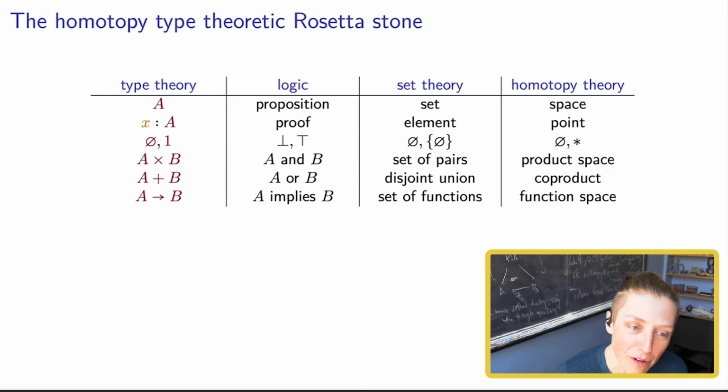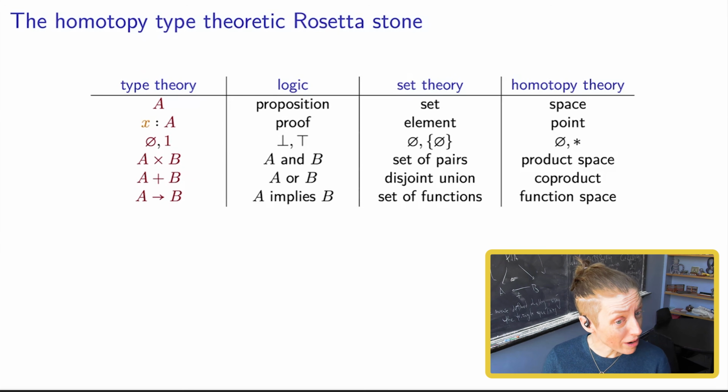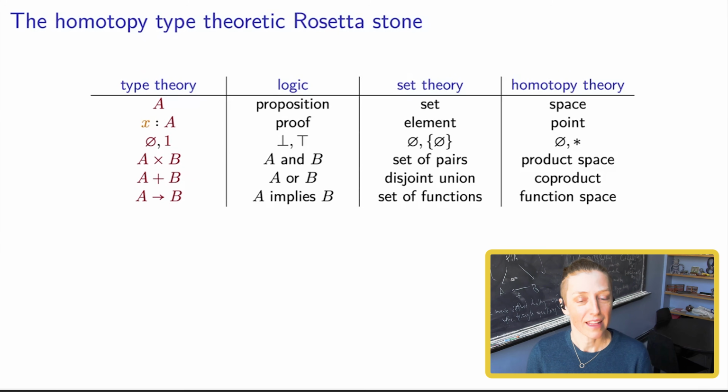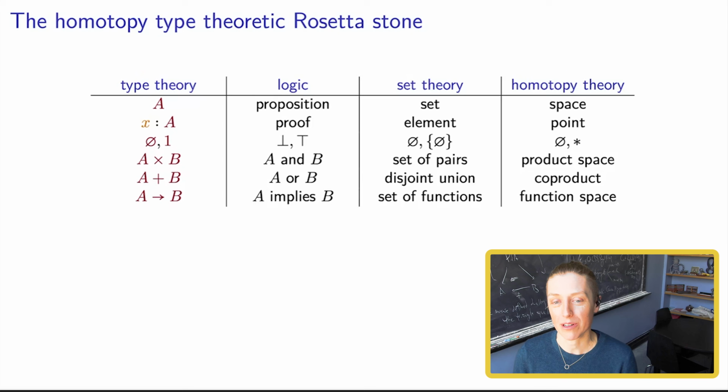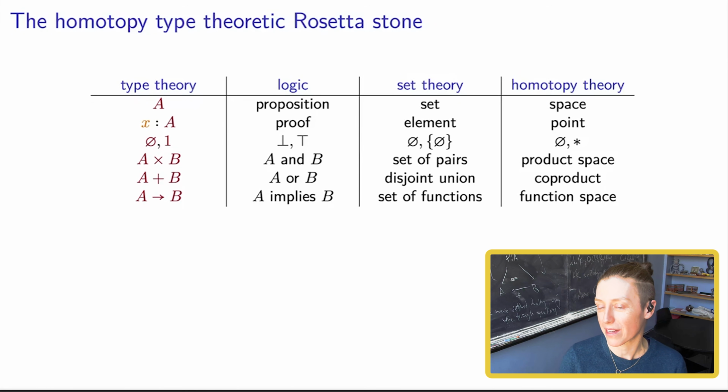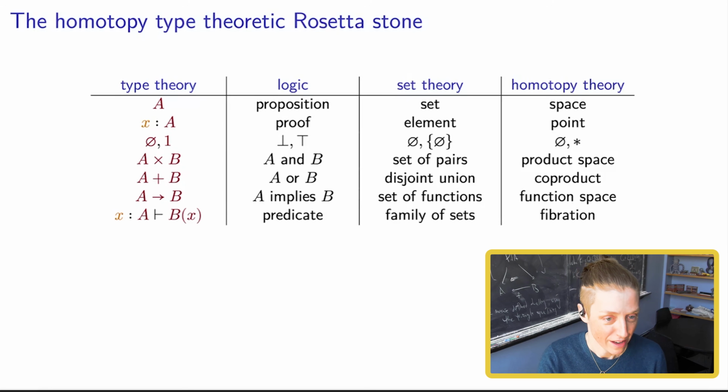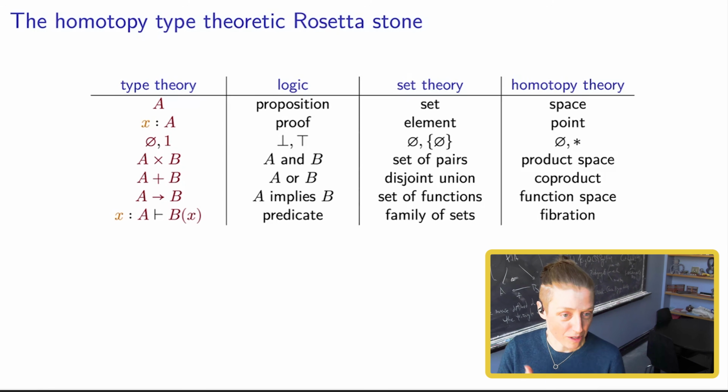And then we have these operations of product types, coproduct types, function types that logically correspond to and, or, and implies. Set theoretically correspond to taking products of sets or disjoint unions of sets or sets of functions, and topologically correspond to the product space, the coproduct space, or the function space constructions. Right, and then we can add in the sort of dependent layers.